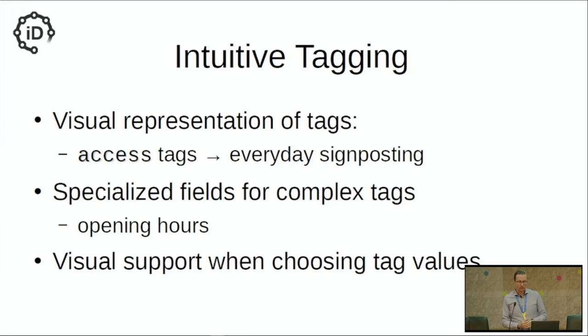Another thing is that for complex tags, there could be specialized UI components that abstract away the difficulty or the intricacies of these tags, for example, for opening hours. And for some tags, there could also be a bit more visual support for choosing concrete values. Let's say you want to map the surface of a road, then the UI could give you some examples of how different surface tags would look like in reality.